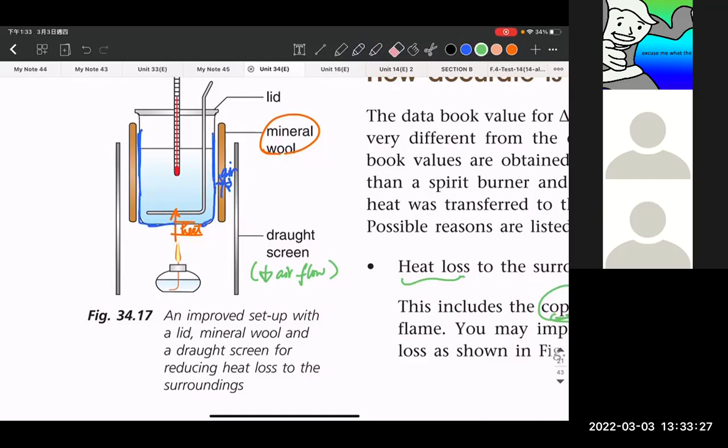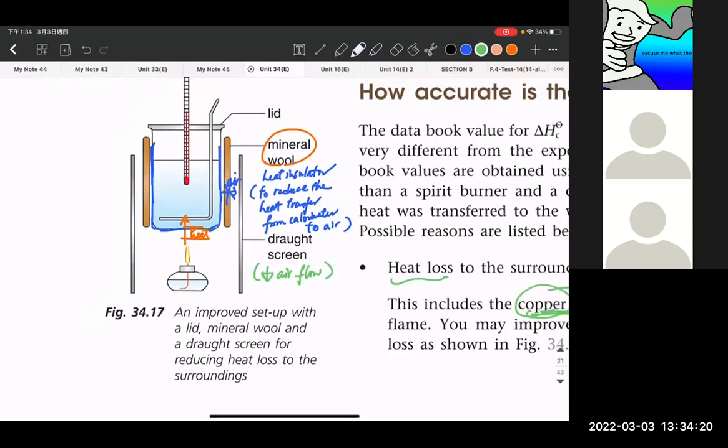So the mineral wool acts as a heat insulator to prevent or slow down or reduce the heat transfer by conduction from the calorimeter to the surrounding air. Can you get a point? So first of all, the heat insulator would not absorb too much heat, and also it would help reduce the heat transfer from calorimeter to air. So we will have the mineral wool placed directly next to the calorimeter.